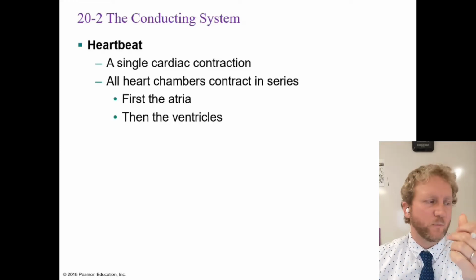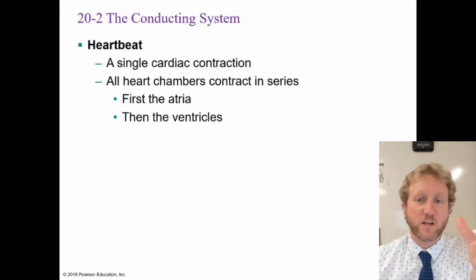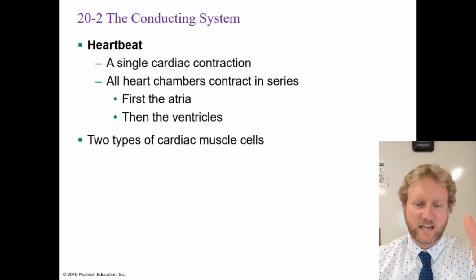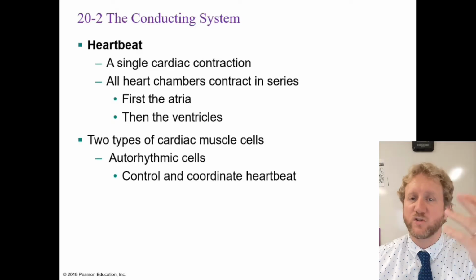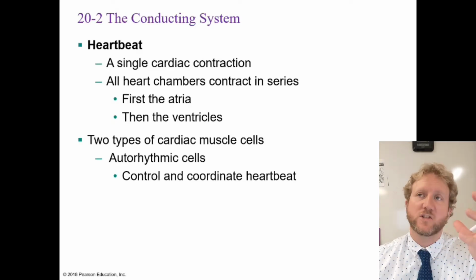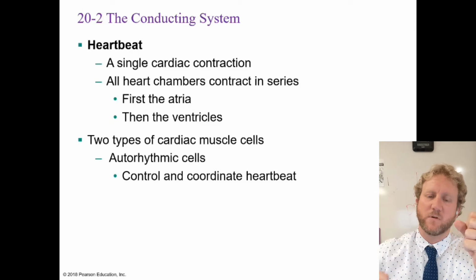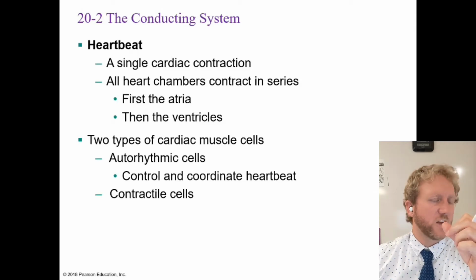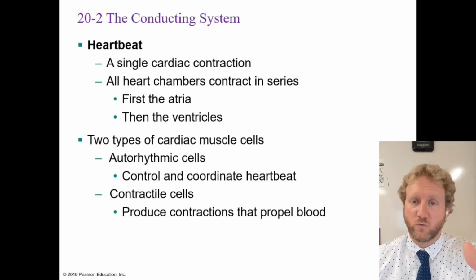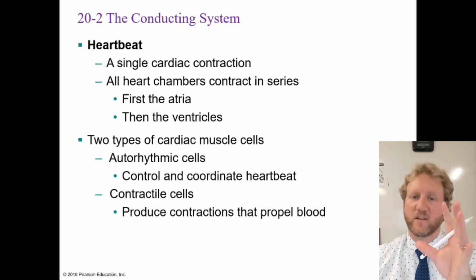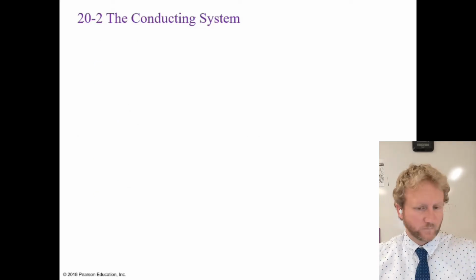In order to make this happen, we've got two types of muscle cells that make this process happen. The first ones are autorhythmic cells, which control the pace of the heartbeat, coordinate the heartbeat so the whole muscle just doesn't spasm at one point. And then the contractile cells, which actually do the contraction, and that moves the blood, the squeezing part.